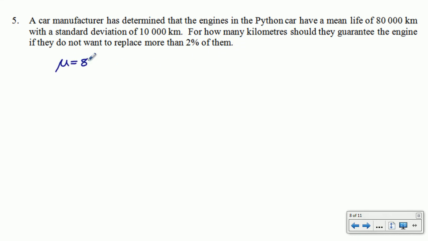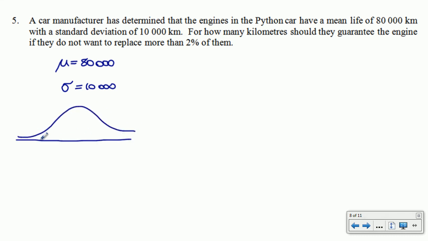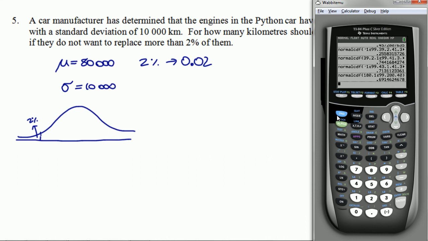We know the mean is 80,000, and we know the standard deviation is 10,000. In this question, we want to find a sliver under the normal distribution where the upper bound makes it so this area is 2%. And because our calculator is expecting inputs as a decimal, we express 2% as 0.02. So to solve this question with our graphing calculator, we're going to have to use the inverse normal function. The area we're after is 0.02, the mean is 80,000, and the standard deviation is 10,000.